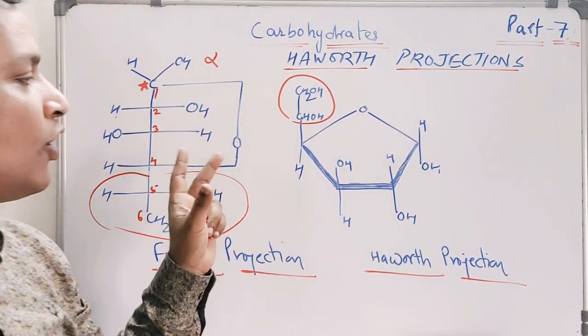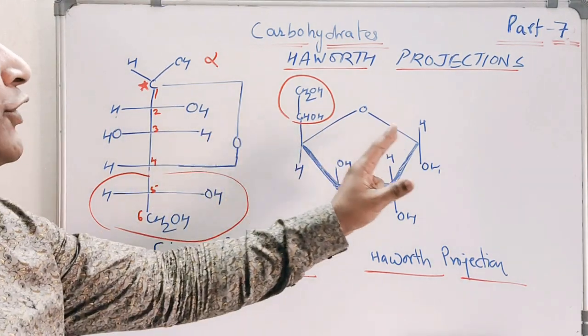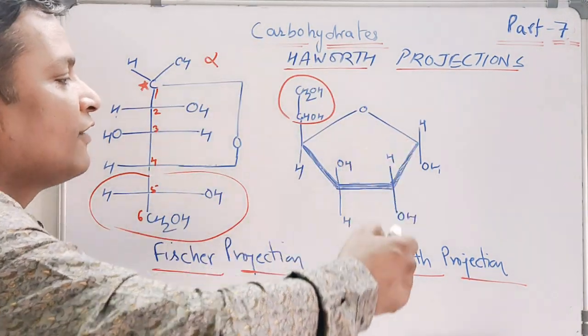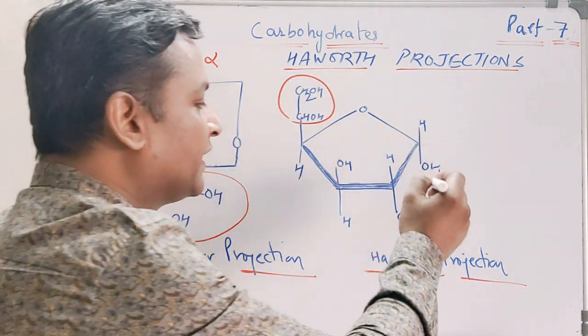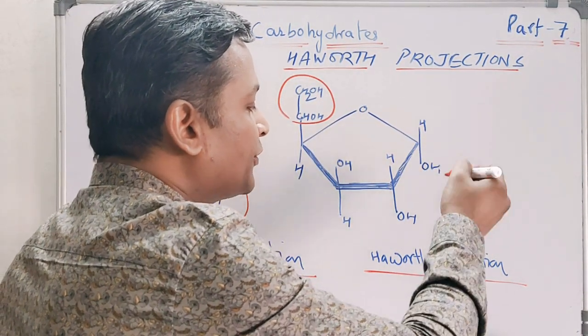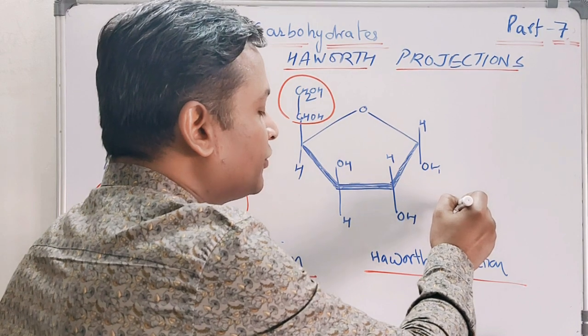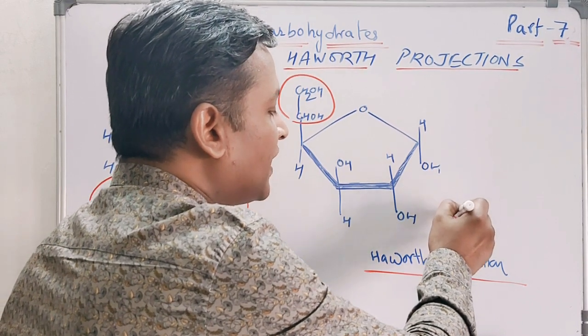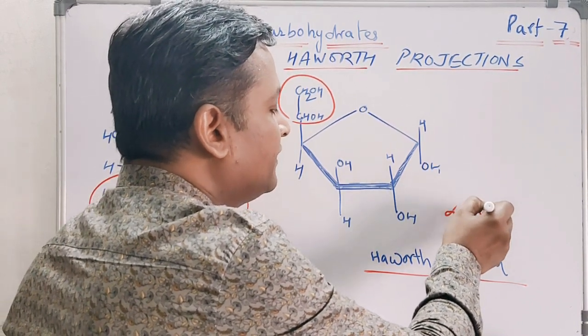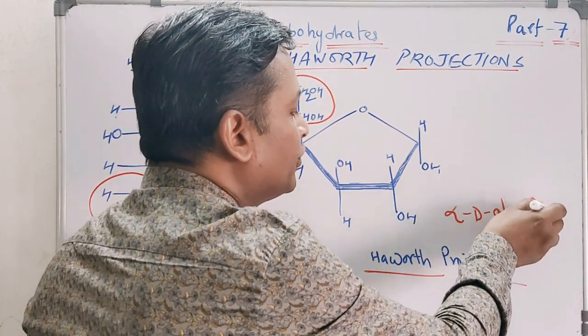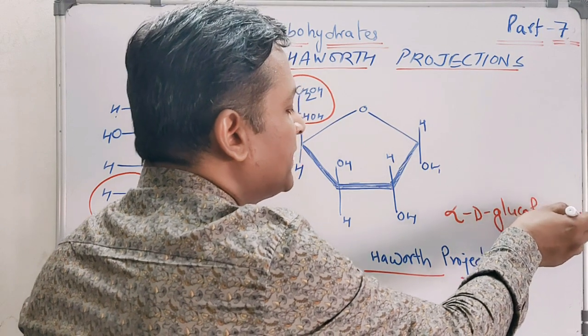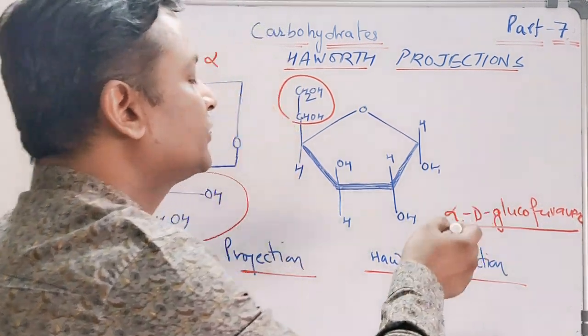So this is how we have converted the Fischer form into the Haworth form. This is the Haworth form. You can see here the Haworth form of glucose. So the name of this compound, we can say the name of this sugar is alpha D glucofuranose. This is the general name of the glucose furanose structure.